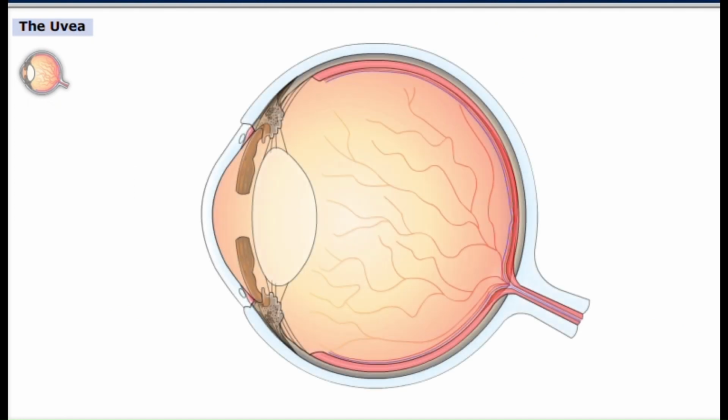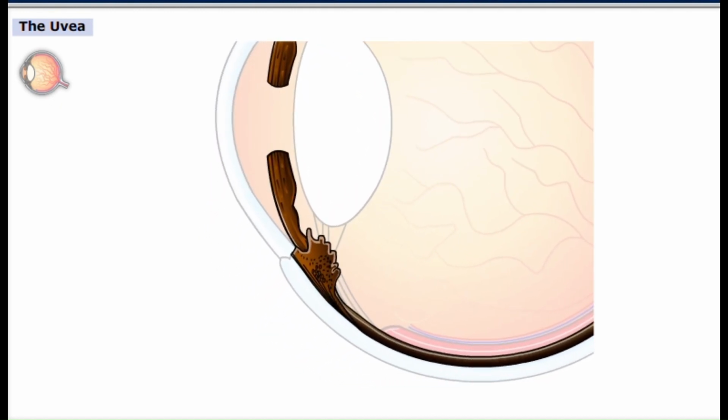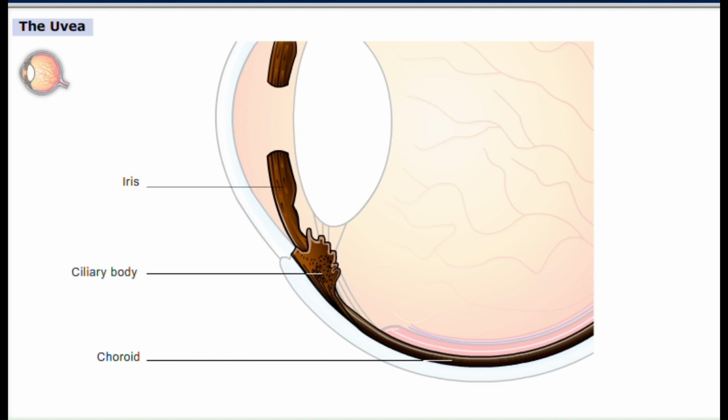This structure is called the uvea. The uvea is the layer beneath the sclera, beginning anteriorly with the iris and extending over the remainder of the eyeball. It consists of 3 portions: the iris, ciliary body, and choroid. Although it is regarded as a continuous tissue, the 3 sections have different functions.